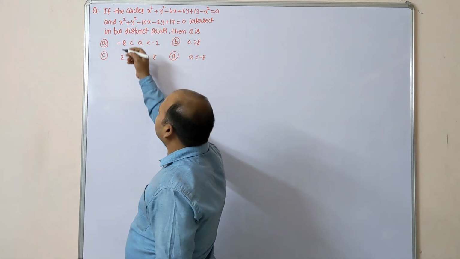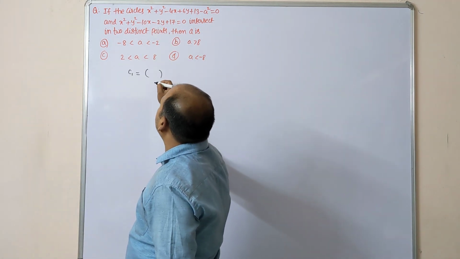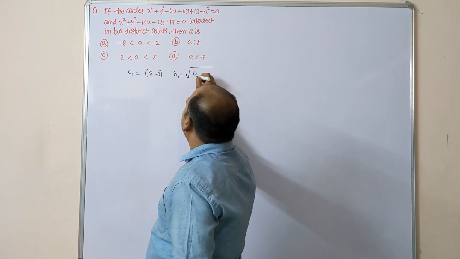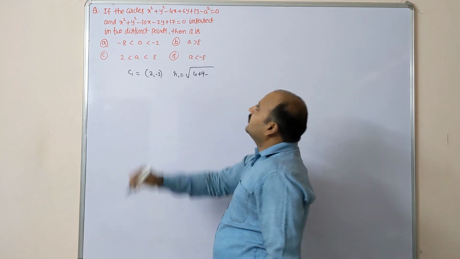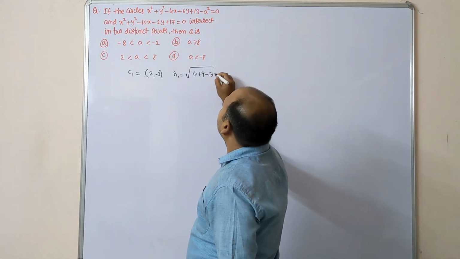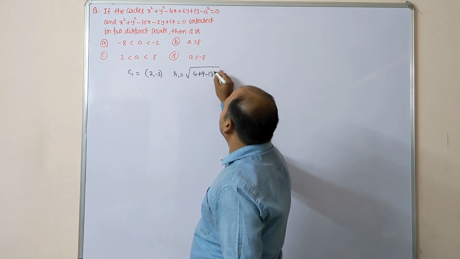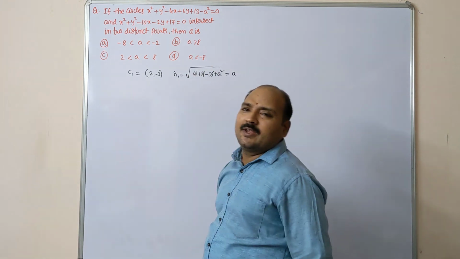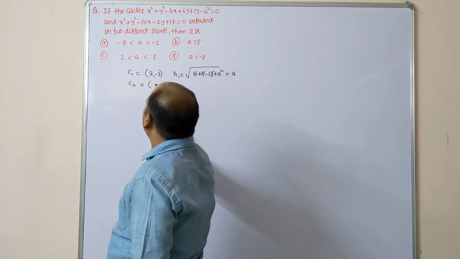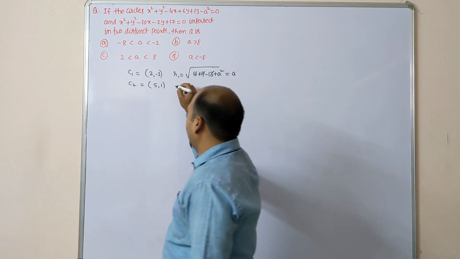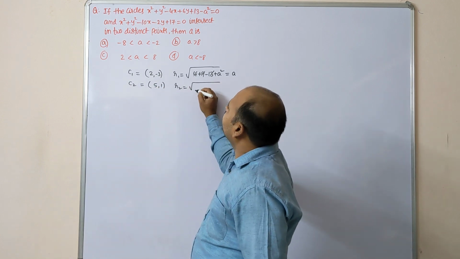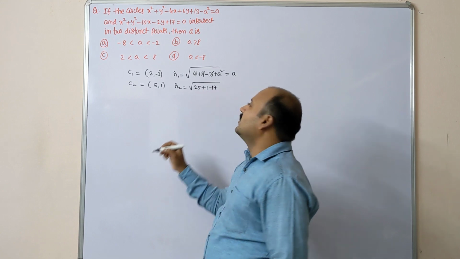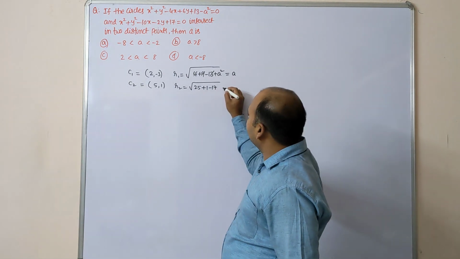So first, given circles, directly I am writing C1 equal to circle center (2, -3), R1 equal to root over 4 plus 9 minus (13 minus a square), which is plus a square. So these two will be cancelled, root a square is plus or minus a, but radius is always positive, a. So C2, center of second circle (5, 1), R2 equal to square root of 25 plus 1 minus 17, 26 minus 17.